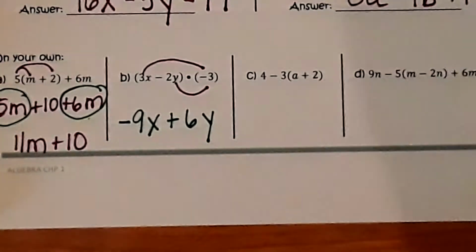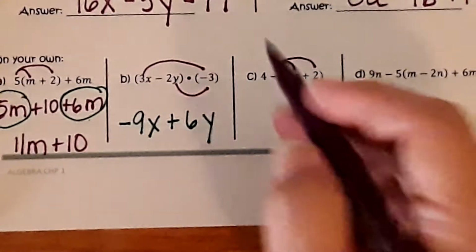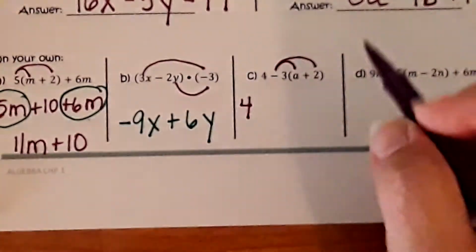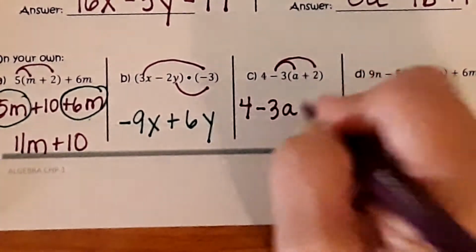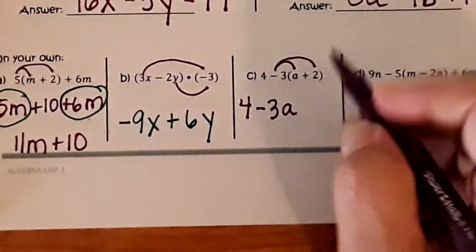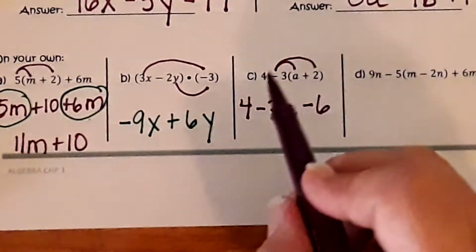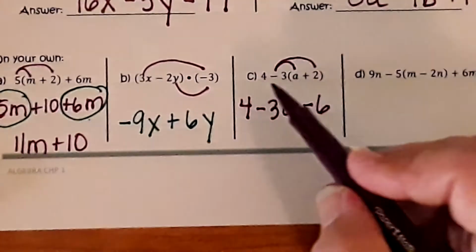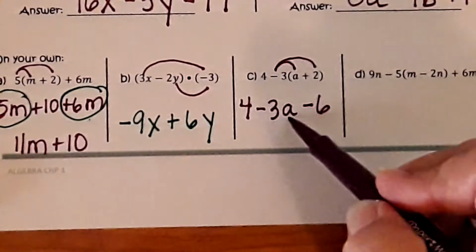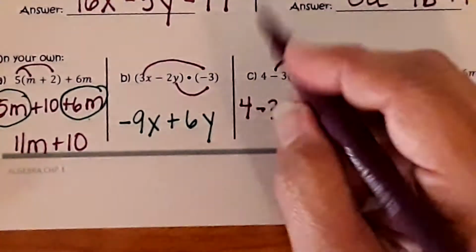Now, negative 3 times a. That 4 is going to stay there. 4 doesn't go anywhere. Negative 3 times a is negative 3a. Negative 3 times 2 is negative 6. So that 4 doesn't do anything. You don't combine it. That negative 3 gets multiplied. So negative 3 times a is negative 3a. Negative 3 times 2 is negative 6.